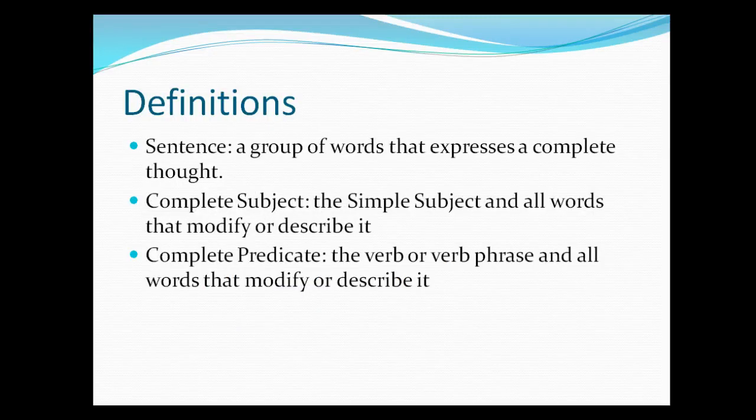Our definitions. First, the word sentence is a group of words that expresses a complete thought. The complete subject is the simple subject in all words that modify or describe it. The complete predicate is the verb or verb phrase in all words that modify or describe that. How do we find these?